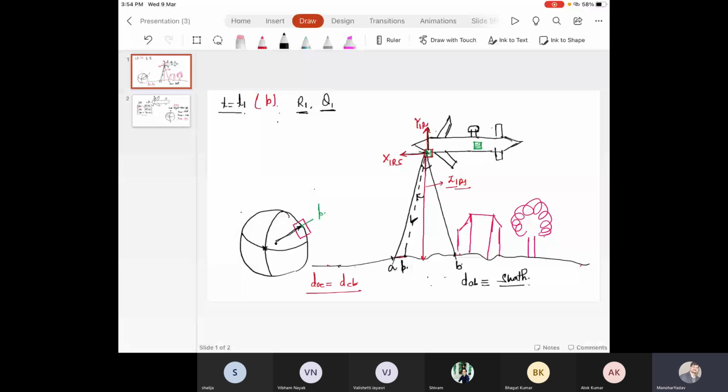So how can we proceed? What we do is we assume an instantaneous coordinate system which has its z-axis towards the laser vector.